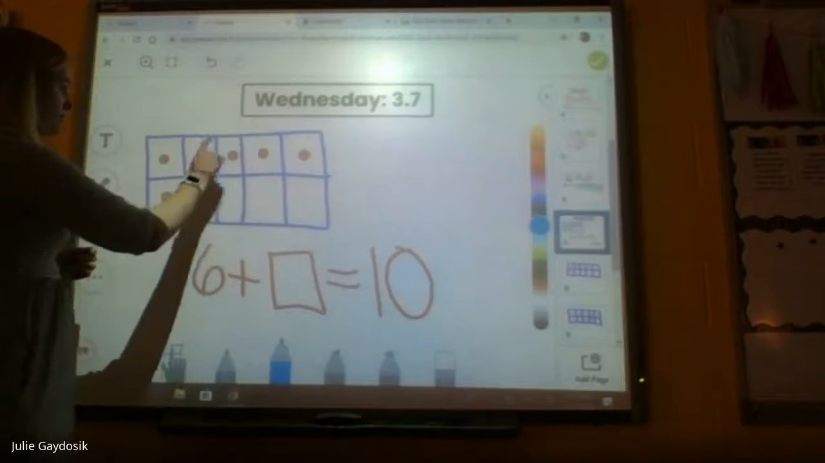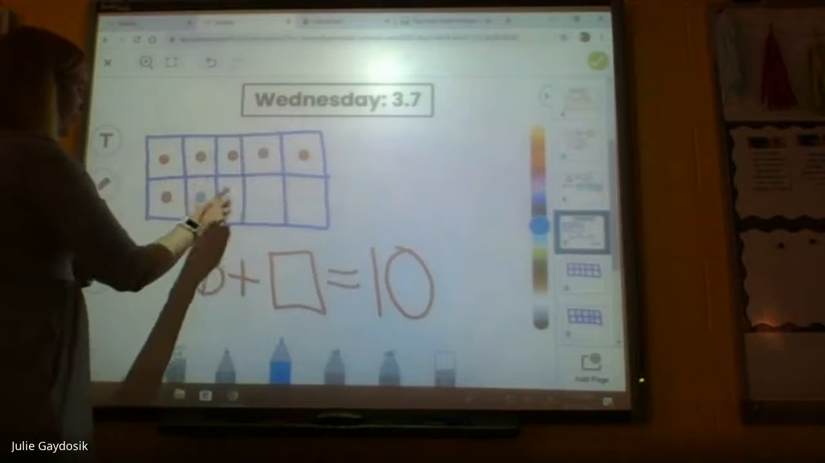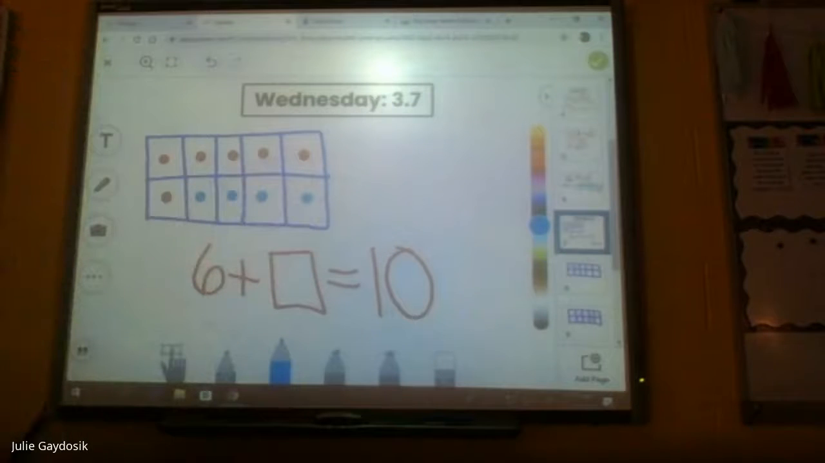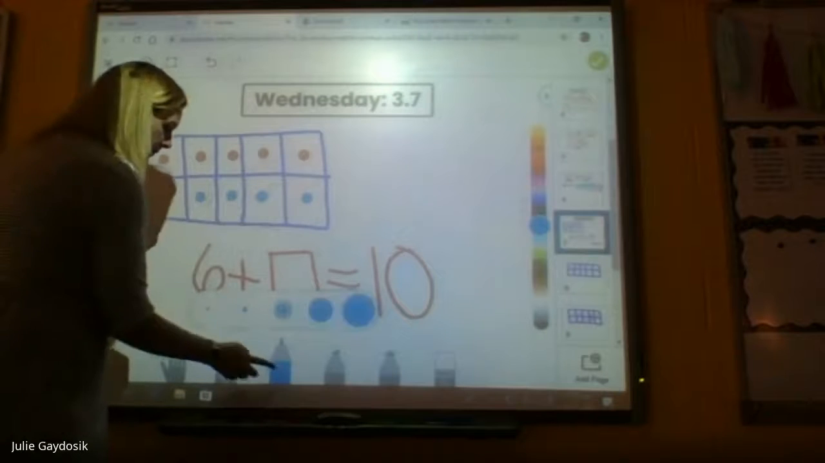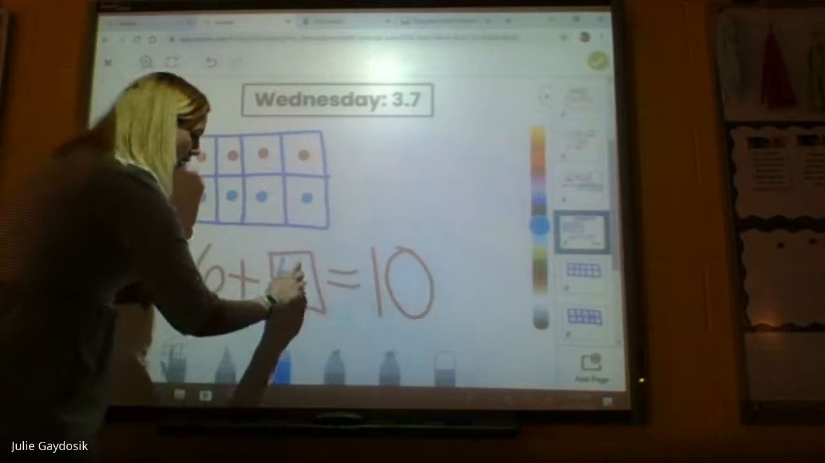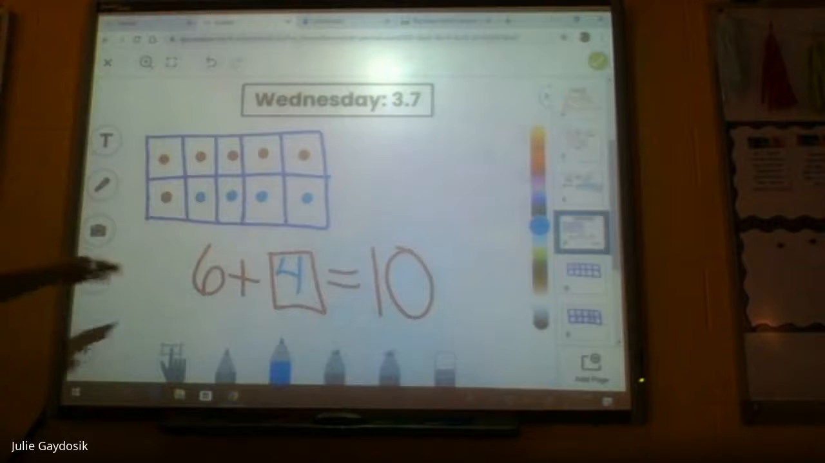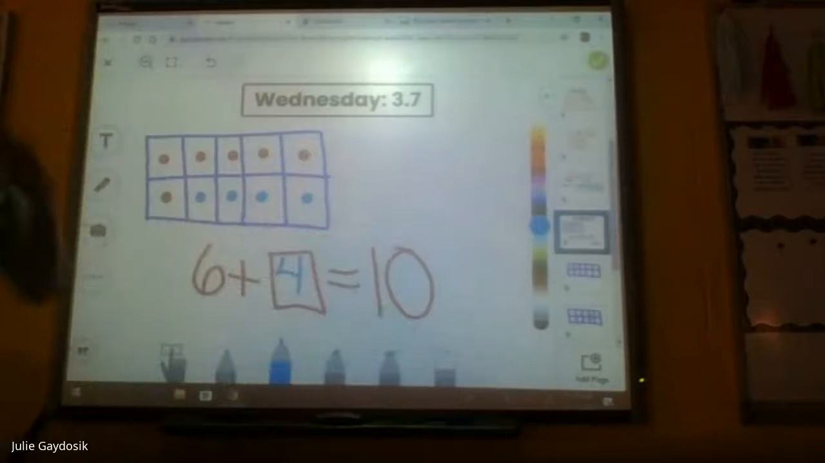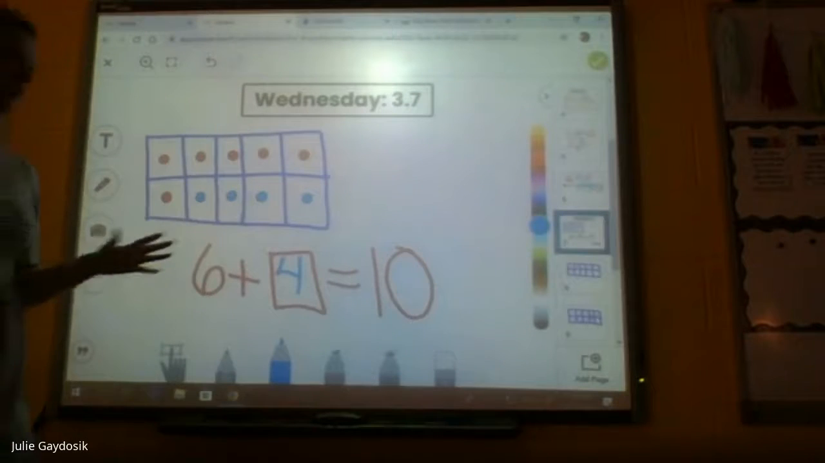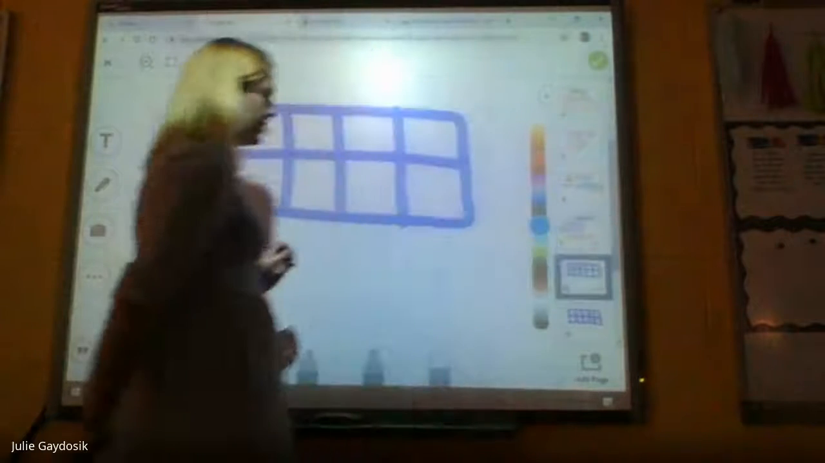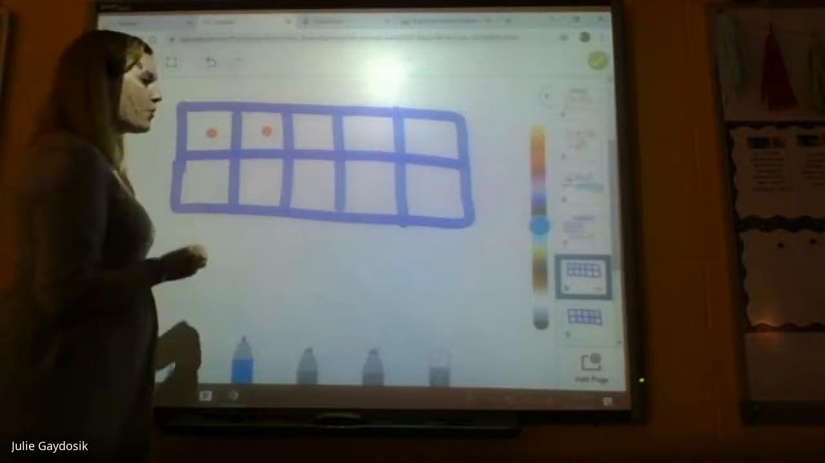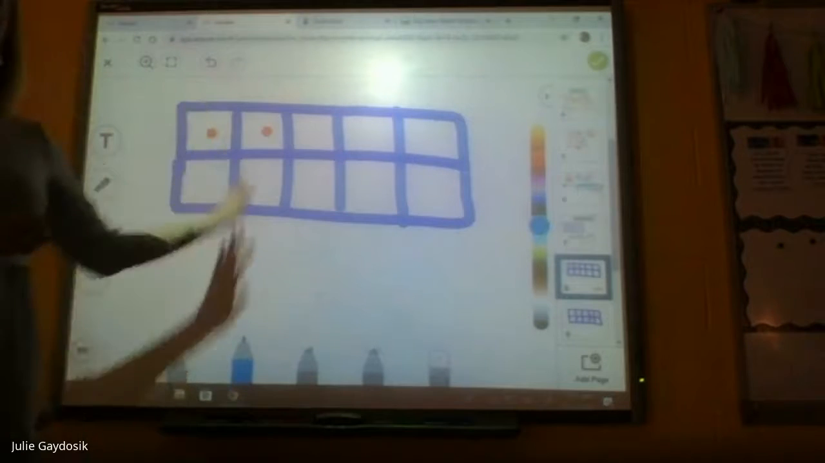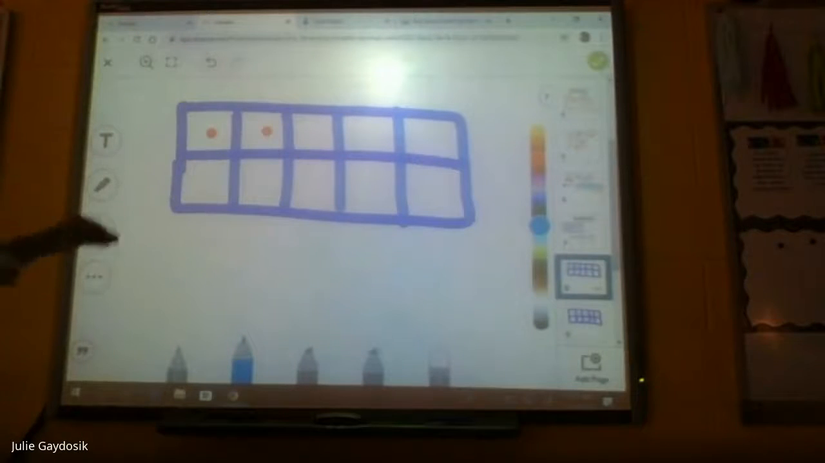So 1, 2, 3, 4, 5, 6, 7, 8, 9, 10. So it takes me 1, 2, 3, 4, right? 4 more to make a 10. So 6 plus 4 equals 10. Basic, what I'm going over with you. The reason I'm doing this is because in the future, you're going to be adding ones to make a 10 or adding ones together. So it's really important to understand this more basic, simple concept of making a 10.